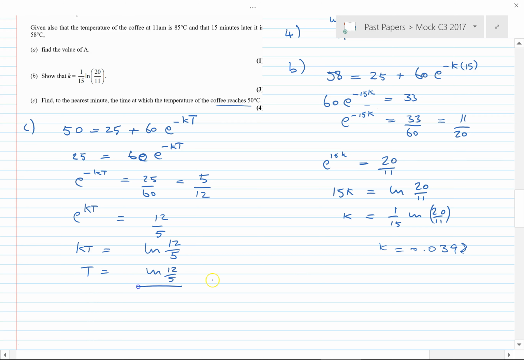I know what my k is now. It's 1 over 15 ln 20 over 11. And if I work all of that out, that gives me T equals 21.96, or 22 minutes. It's after 11 a.m. They weren't expecting that, but just in case they want the time of day, it's 11:22.